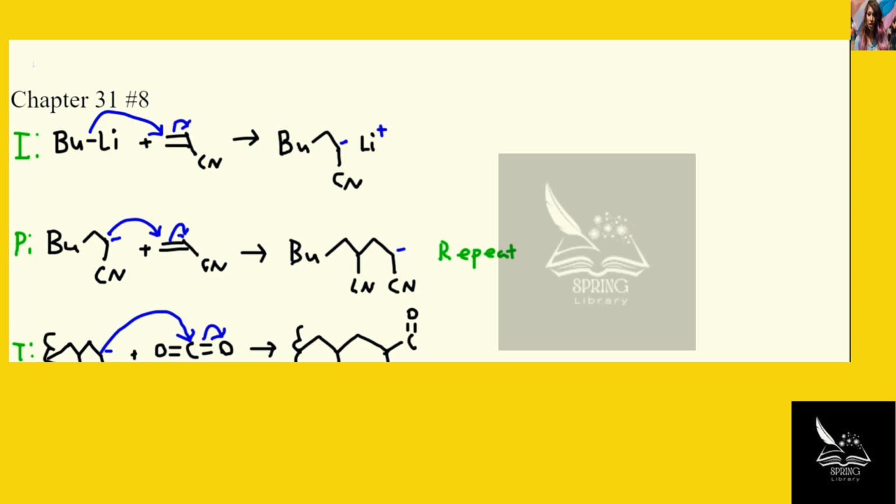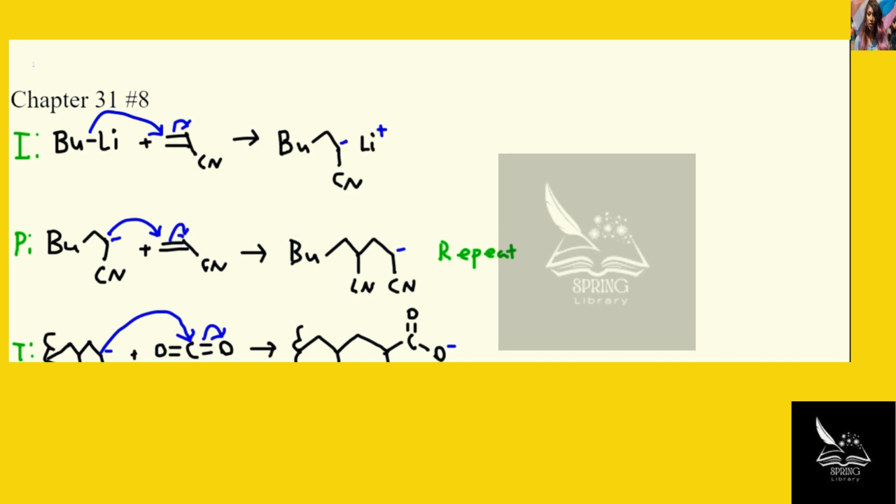So C double bond O, single bond O, and a negative charge on that oxygen since it has an extra lone pair. And so that terminates this chain reaction. And so that's the mechanism for this, which is what this problem was asking for.